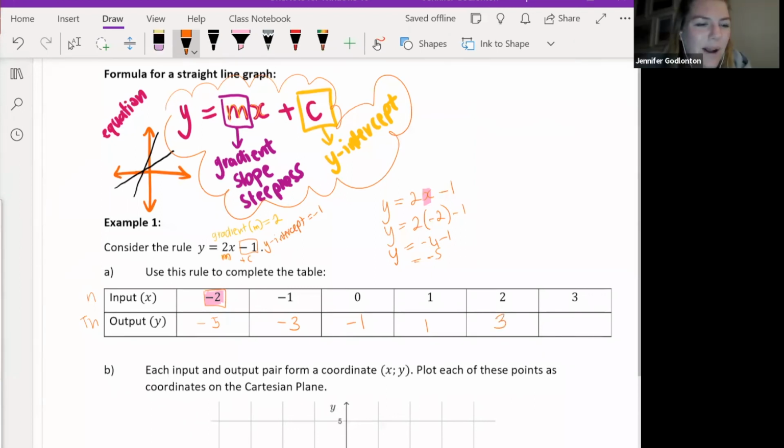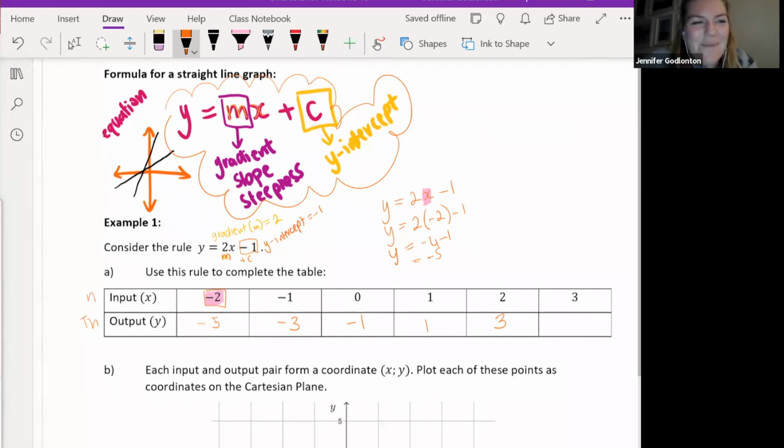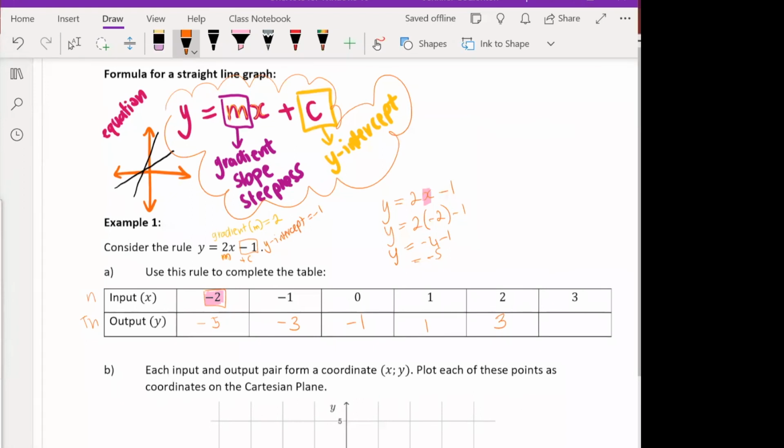And I just need one more over here. What is my output when my input is 3? And Nam, we are all yours. What is my output? 5.